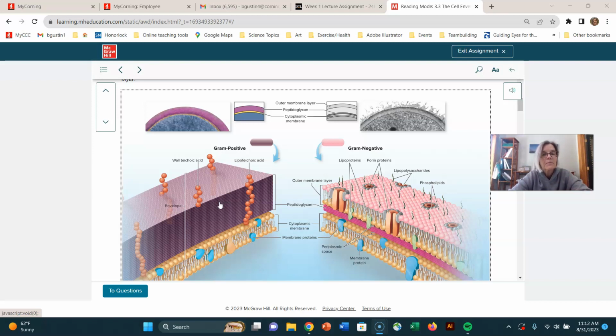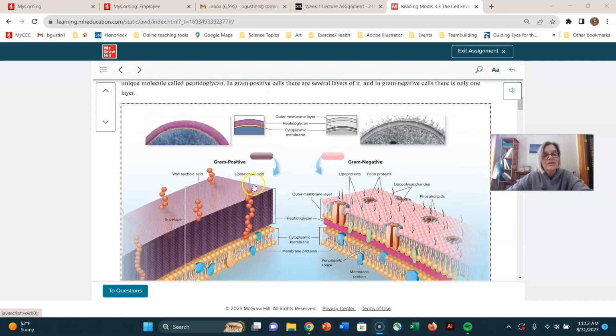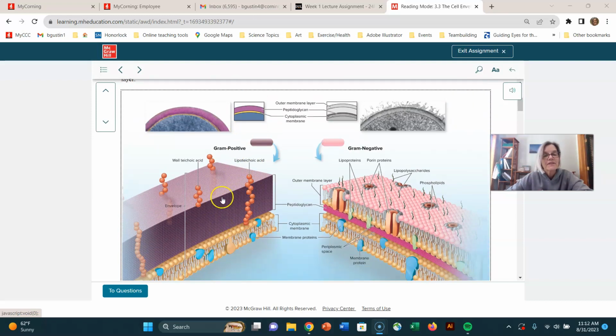So the first two things you want to remember about gram-positive: they stain purple in the gram stain, and they have thick peptidoglycan. Now, when we look at the gram-negative wall, here we have our cytoplasmic membrane.